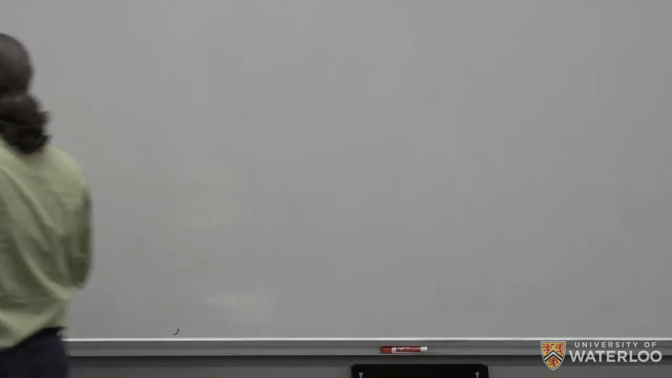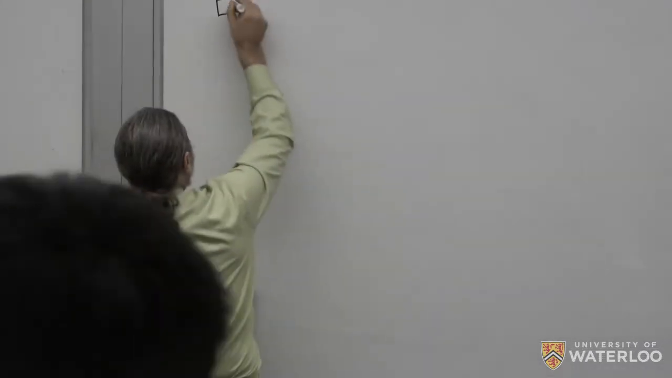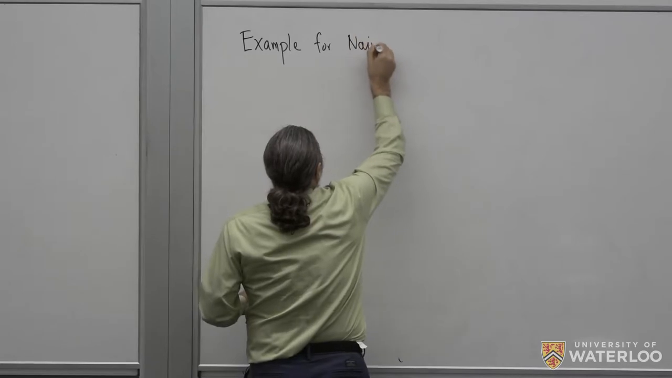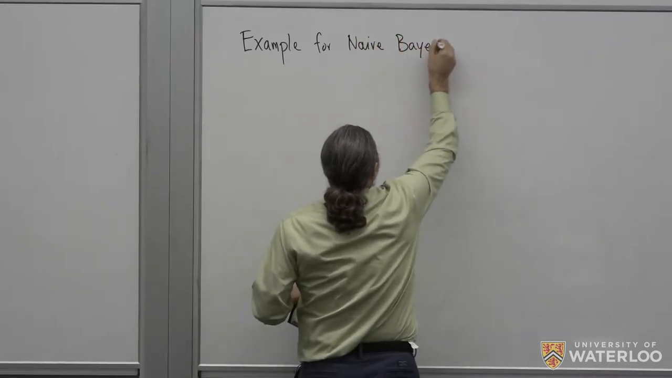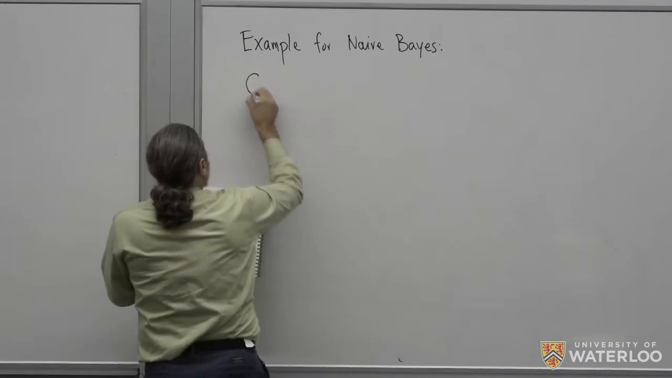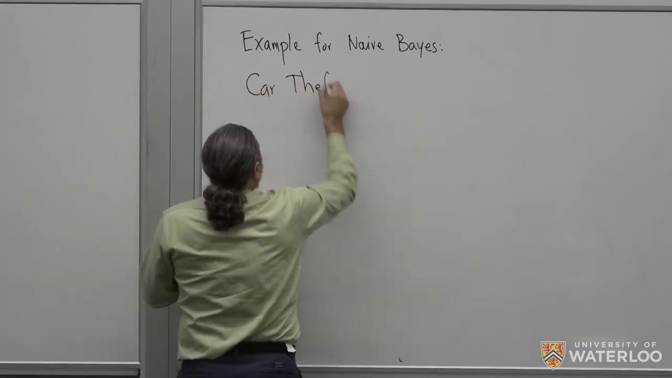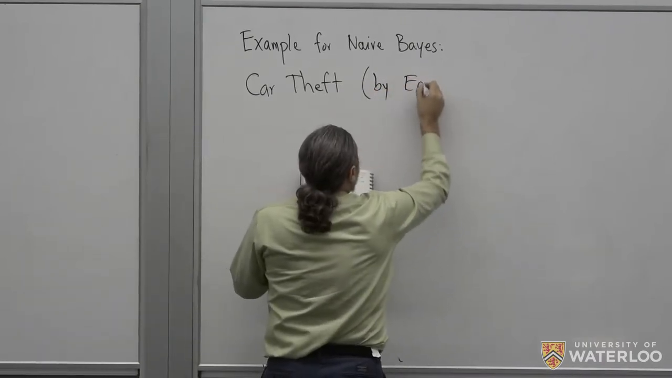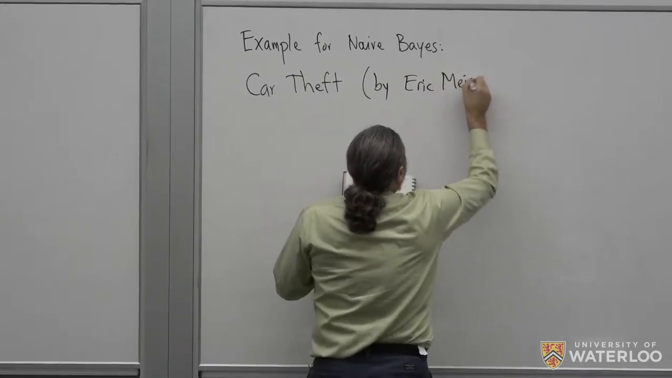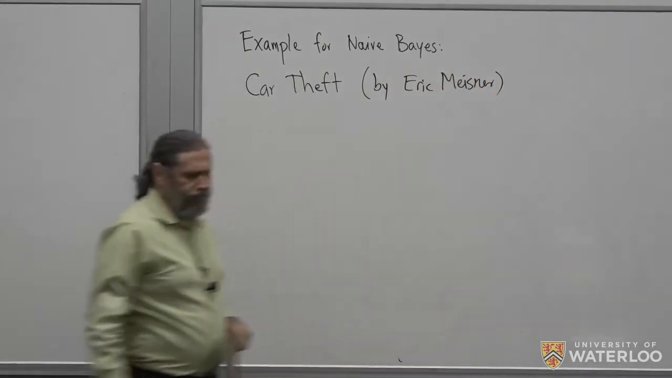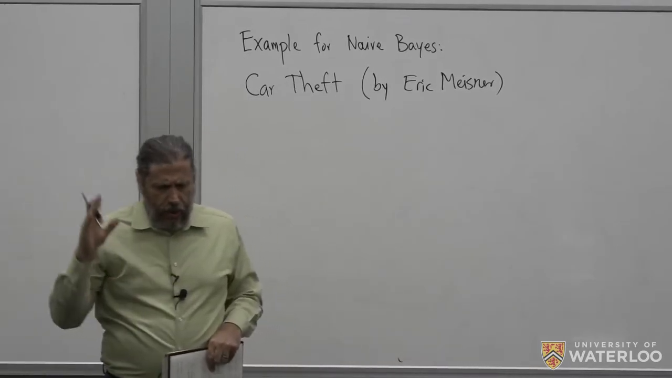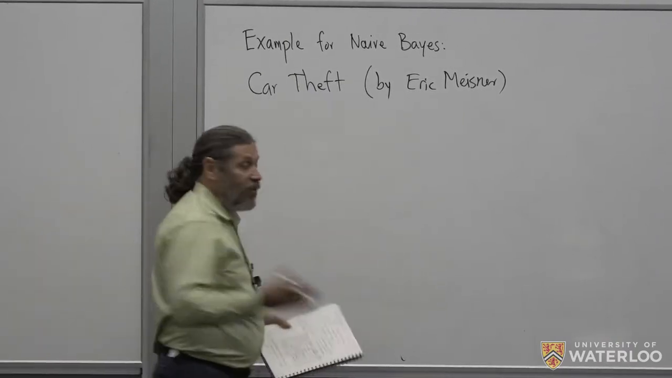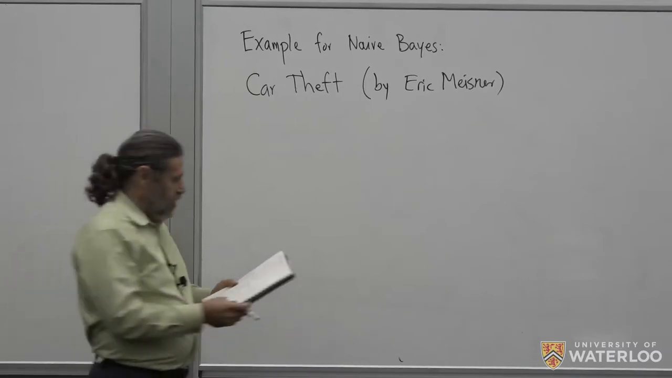Okay, so we want to have an example for how we use naive Bayes, the car theft example. I picked it up somewhere, I don't know where, but it came from a colleague called Eric Meissner. I'm sure if you search, you will find it. It's a good example because it's simple. You can do it on the board. It shows the principles and how the naive Bayes concept can really simplify things.